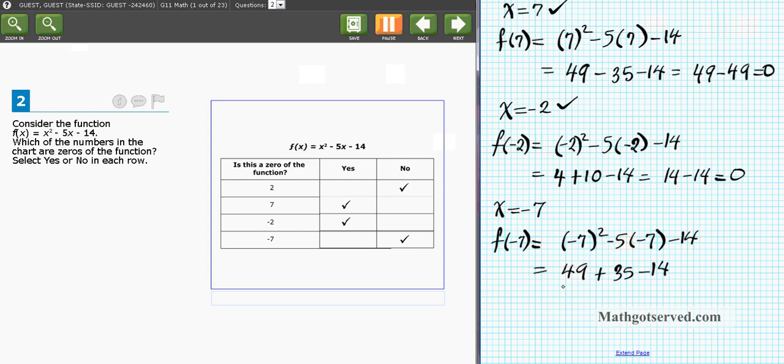All right, and that gives us 84 minus 14, which equals 70. This clearly isn't 0, so -7 is not a 0 of the function. So you can clearly see that 7 and 2, and -2 are our answers.